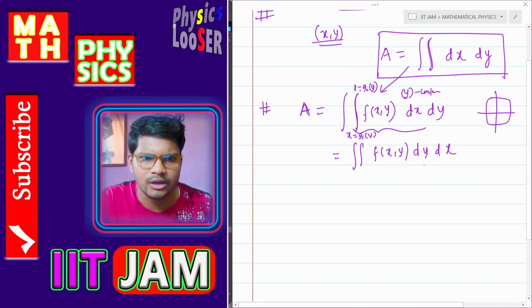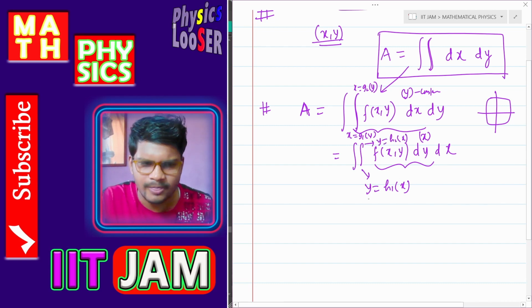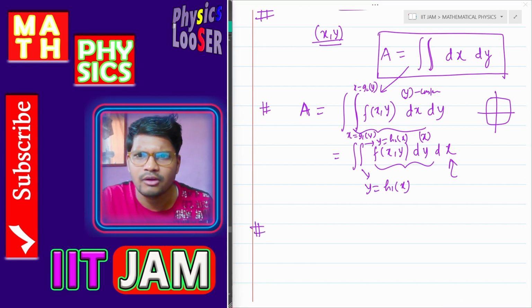On the other hand, if you are following the integral where x is constant in the first integration, then you have to express y in terms of x. Let us say y equals h1 of x and y equals h2 of x, and then you can evaluate the integral in terms of dx. Now here we are going to follow some particular problems.